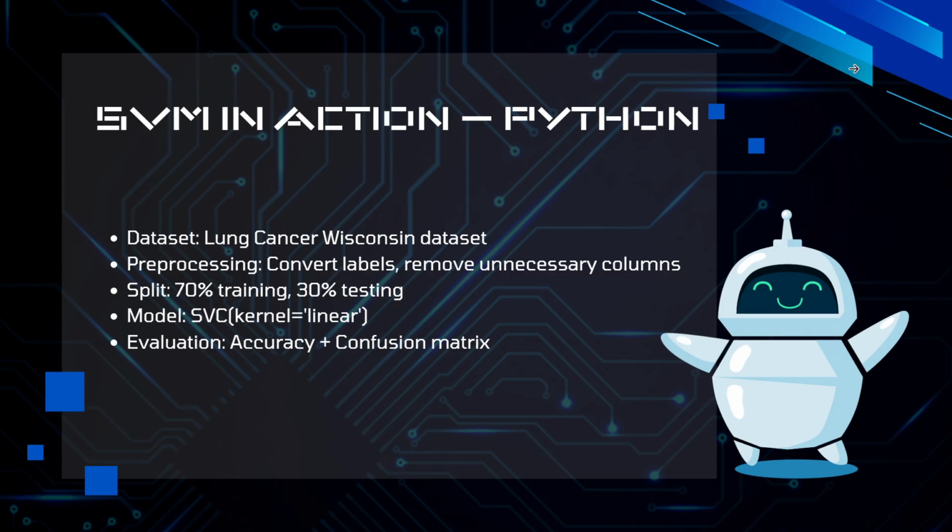Now, for implementing a support vector machine in Python, let us consider an example of lung cancer from the Wisconsin dataset. Here are the key steps in the workflow. First is pre-processing, which converts the labels into binary form and removes unnecessary columns. Then it splits the dataset into 70% training and 30% testing. Then scikit-learn's SVC class with a linear kernel is used to train the model. Finally, we evaluate the model using accuracy and the confusion matrix to understand how well it performed.